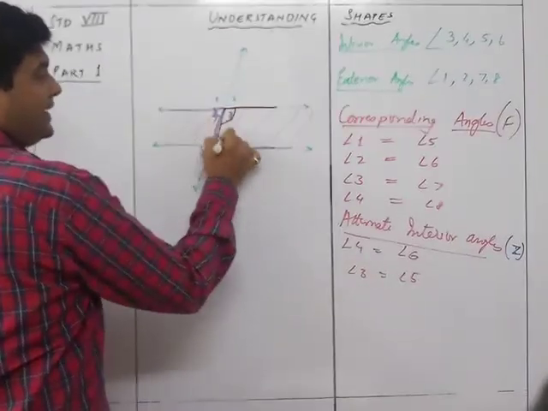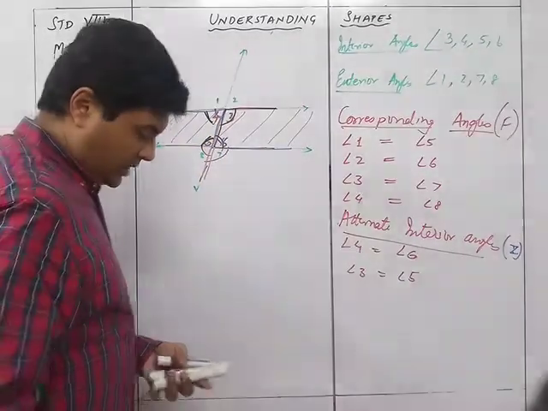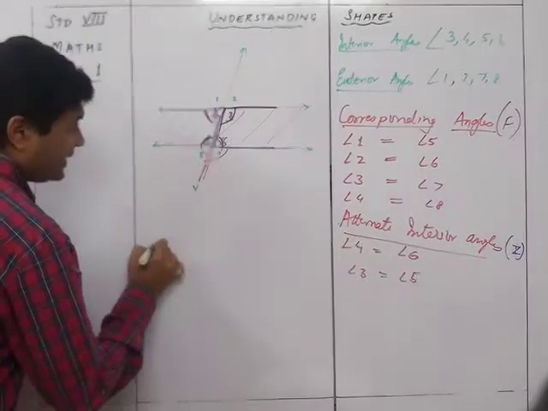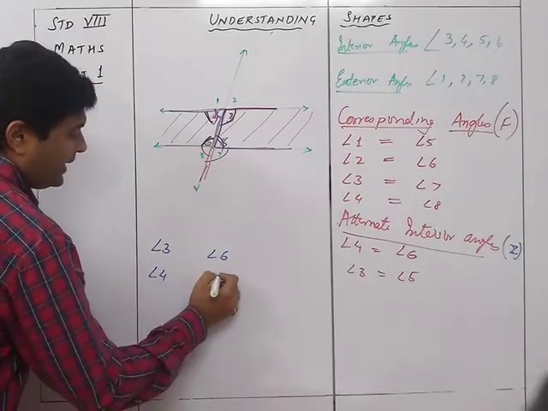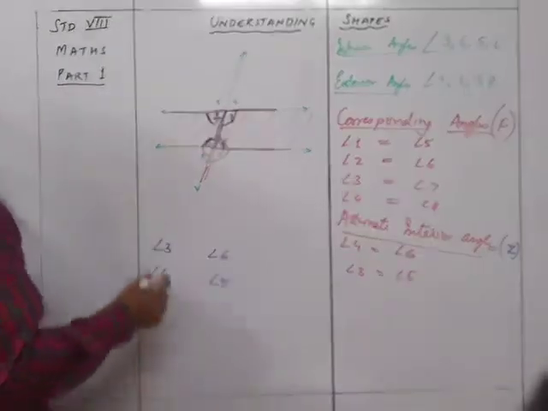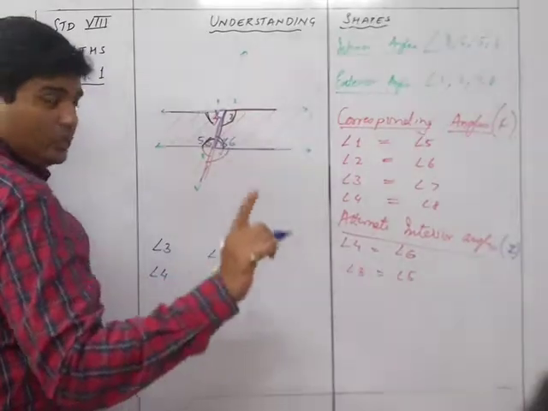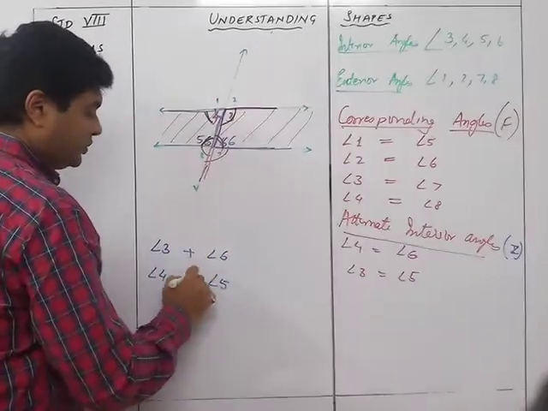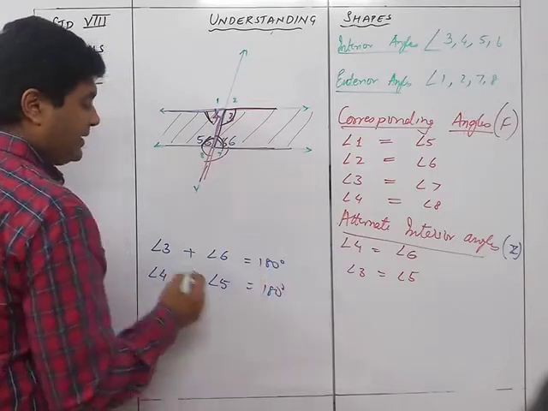तो ये angle और ये angle, वैसे ही ये angle और ये angle. So that is, we will find that angle 3 and angle 6, angle 4 and angle 5. And it is seen that they are not equal, but the addition of the two is equal to 180 degrees. Therefore, it is supplementary.